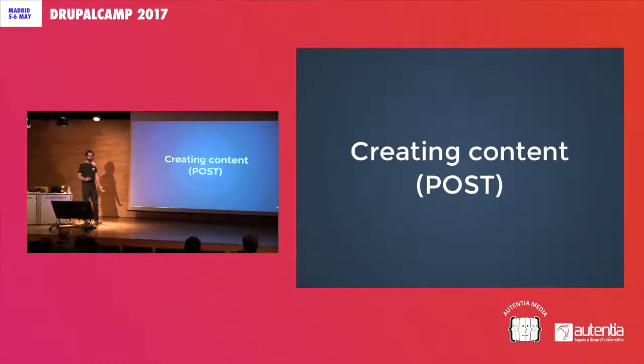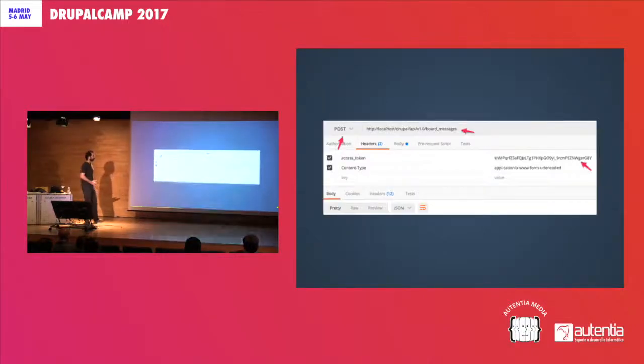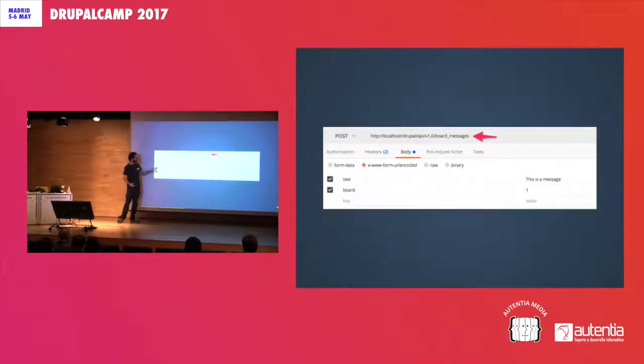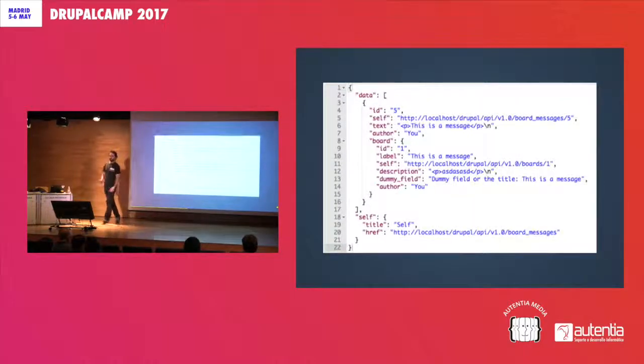So let's see how we create some content. We just use, obviously, a post. We specify in the headers the access token. We post to the resource we created with the version API, the API version. If you avoid the API version, it will query the last version we have. And here is the content. We specify just the text, the description in this case, the board ID, and that's it. We get a full new entity created.